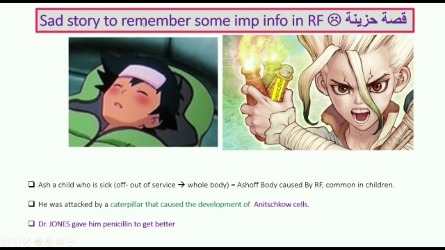So this is just a short story in order to memorize some important information in rheumatic fever. So Ash is a child who is sick, and he has sickness in all his body. So Aschoff body, and because he's a child, so risk factor for rheumatic fever. And why is he sick? Because he was attacked by a caterpillar that caused the development of the Anitschkow cell. So Dr. Jones came and gave him penicillin to get better. So penicillin is the treatment if the patient has an active infection in rheumatic fever. And Dr. Jones, which is the Jones criteria.